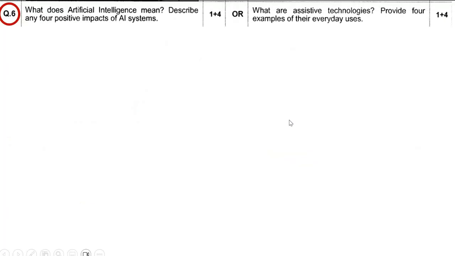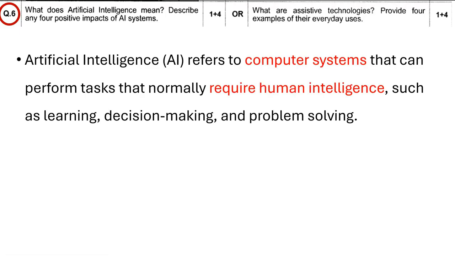Okay. Next question is, what does artificial intelligence mean? Describe any 4 positive impacts of AI systems. Artificial intelligence means a computer system that can perform tasks that normally require human intelligence. Okay, a machine can work as a human works, such as learning, decision making, and problem solving.